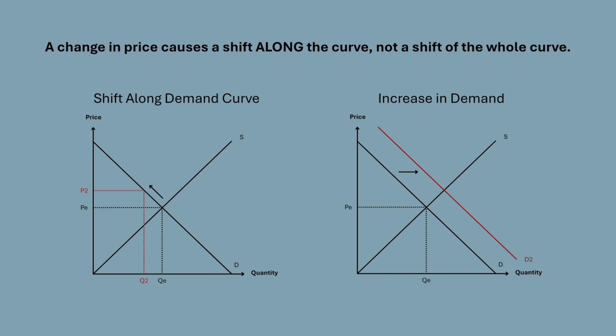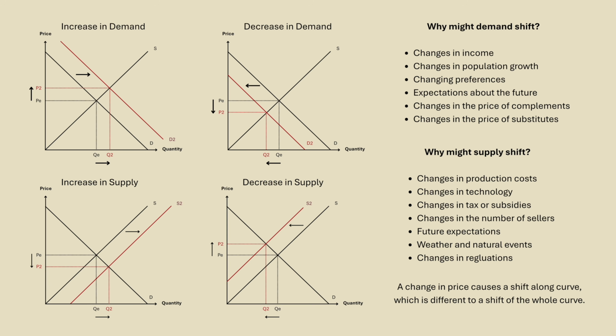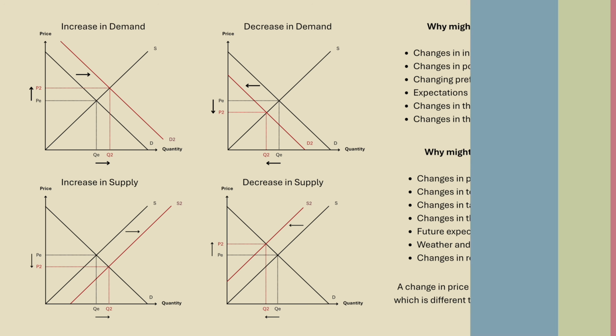Alright, here's a complete summary of all you need to know. Here are the 4 situations on the graph, and here are the main things that can cause a change in demand. Changes in income, changes in population growth, changes in preferences, expectations about the future, changes in the price of complements, and changes in the prices of substitutes. And here are the main things that can cause a change in supply: changes in production costs, changes in technologies, changes in taxes or subsidies, changes in the number of sellers, future expectations, weather and natural events, and changes in regulations. And make sure you remember that a change in price causes a shift along the curve, which is different to a shift of the whole curve.